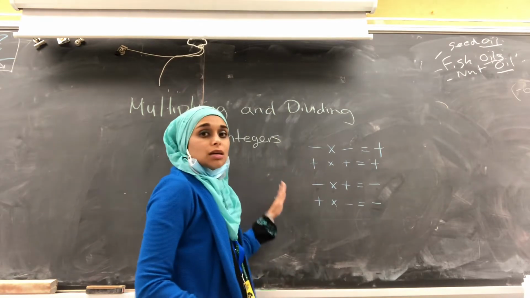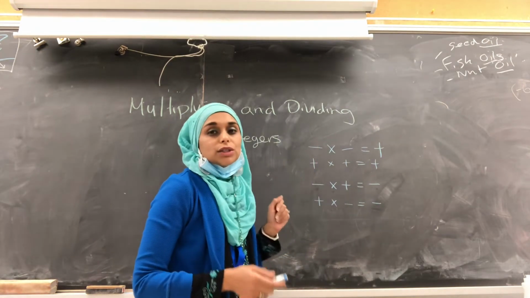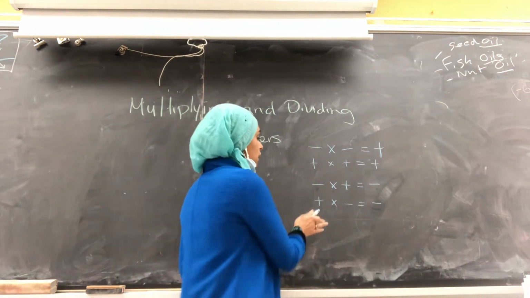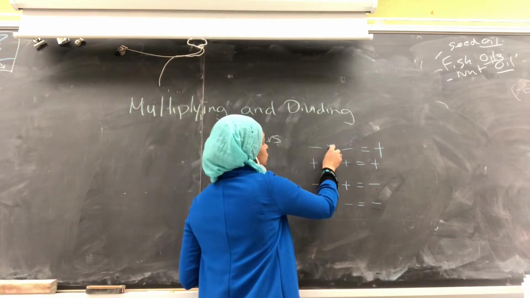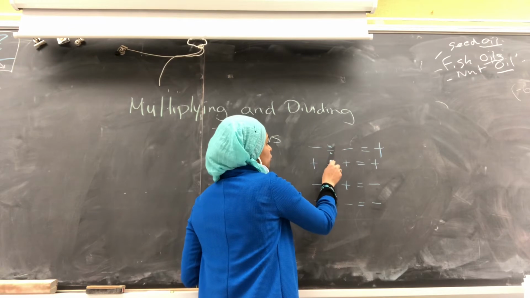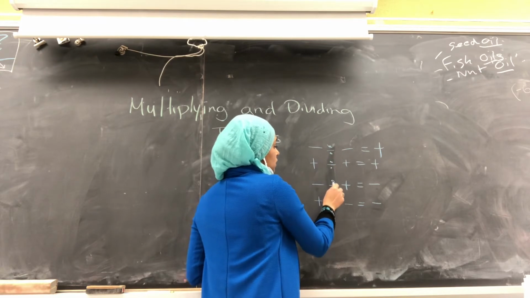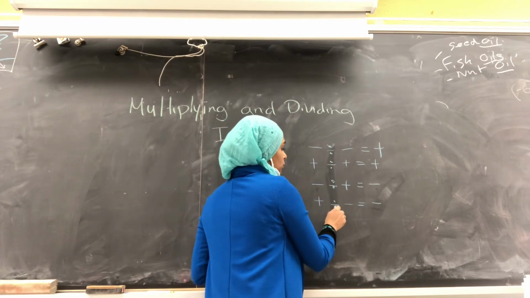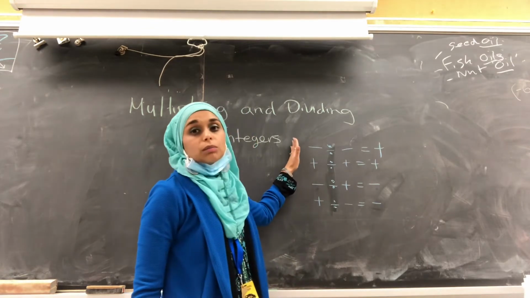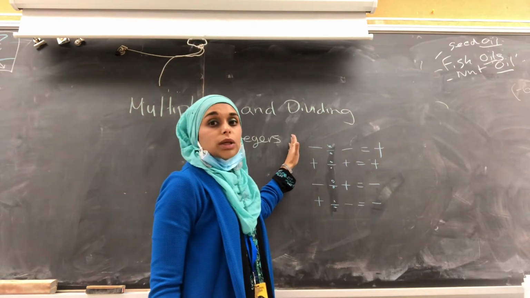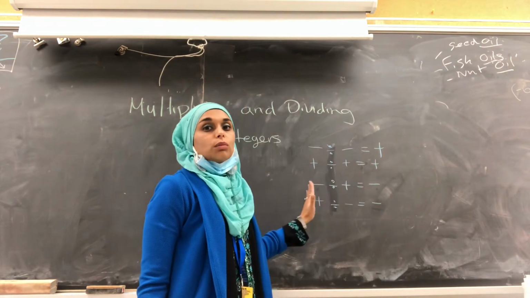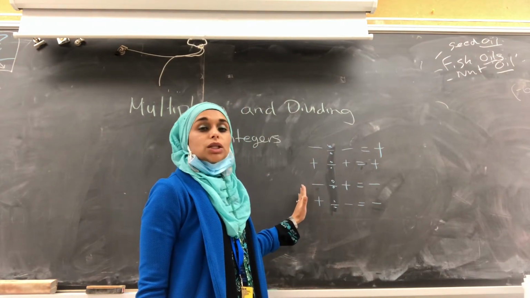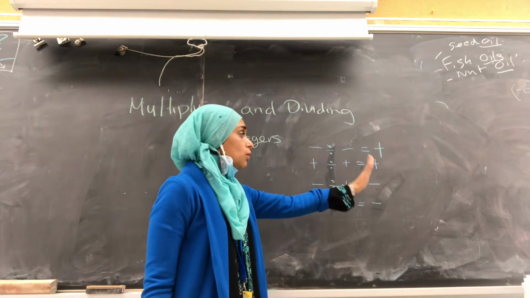This same rule applies to division, so I can just change that multiplication sign to a division sign, and the same rule stands. So whenever you are multiplying or dividing integers with the same sign, it always becomes a positive. When you're multiplying or dividing integers with different signs, it always becomes a negative.